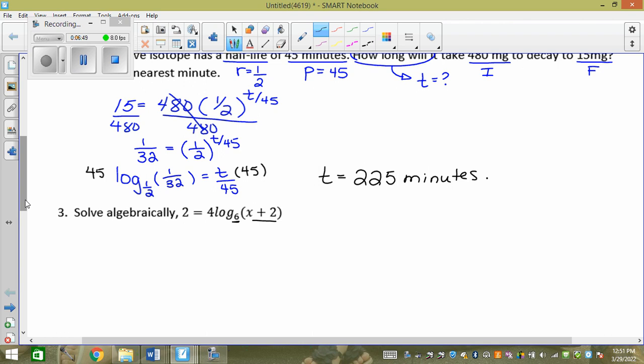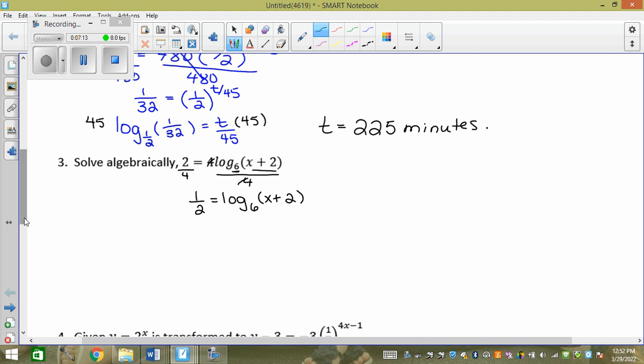However, to convert to exponential or to logs back and forth, I can only have 3 pieces of information. I currently have 4. What do I move? It's the 4 first, right? Some people bring it up as the exponent, which can work, or because these are nice full numbers, I can divide by the 4. So I get 1/2 equals log base 6 of x plus 2. Now I convert, I have 3 pieces, correct?